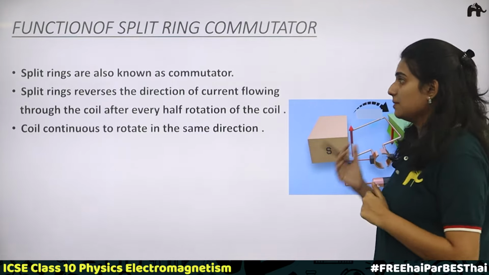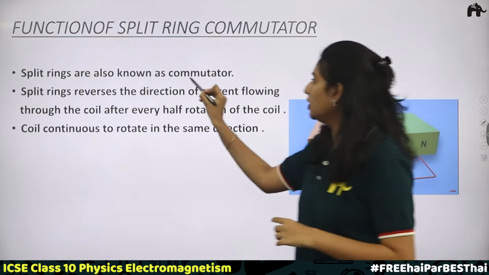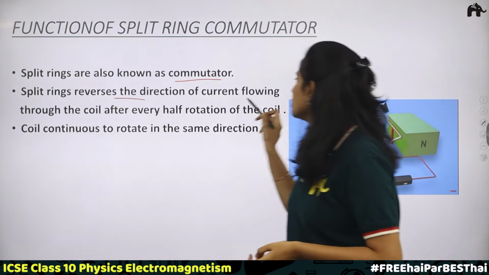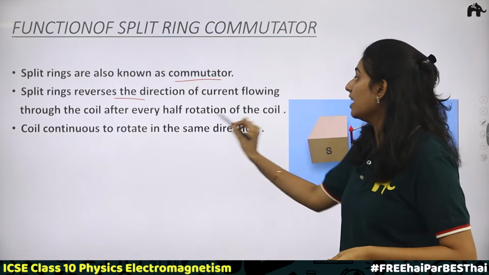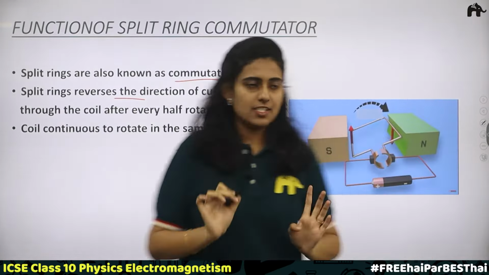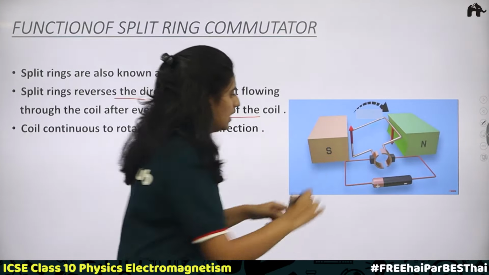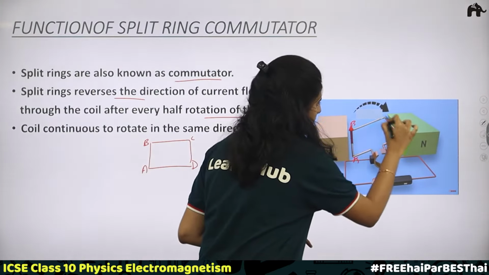Functions of split ring commutators. Split rings are also called commutators. Now, what is the purpose of the split ring? The split ring reverses the direction of current flowing through the coil after every half rotation of the coil. Just look at this. Here, initially we had A, B, C, D. So this AB portion is connected to A, B, C, D.